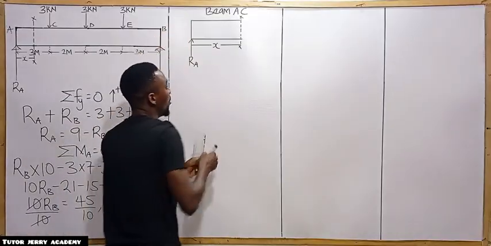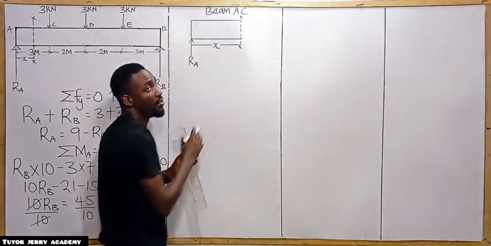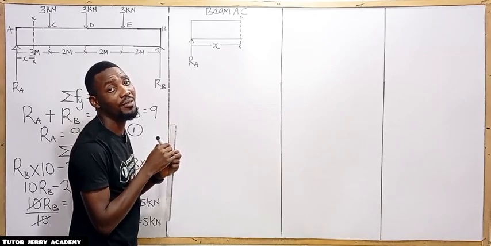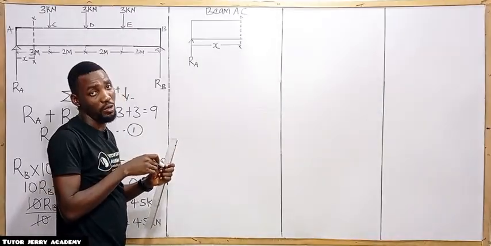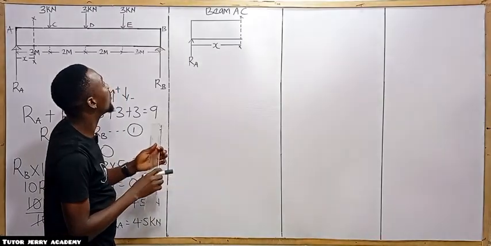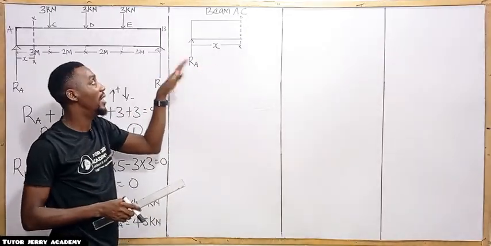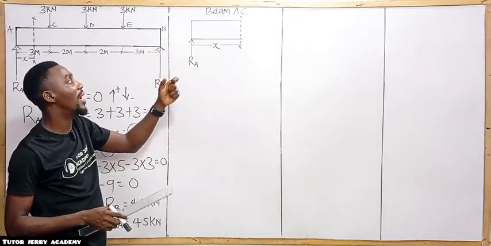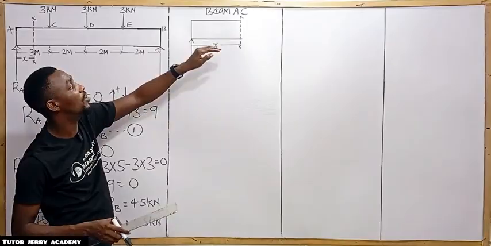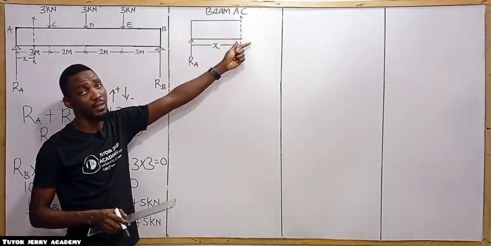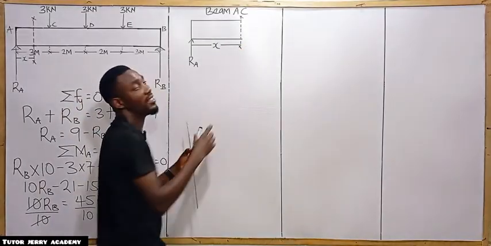So here we are going to have a moment, and then we are going to have a shear force, and we are also going to have a horizontal force. Do you understand? But because we don't have any horizontal force here, we are going to neglect it. So we are going to have our normal force, and we are also going to have our moment. Do you understand? So the normal force here is the shear force.